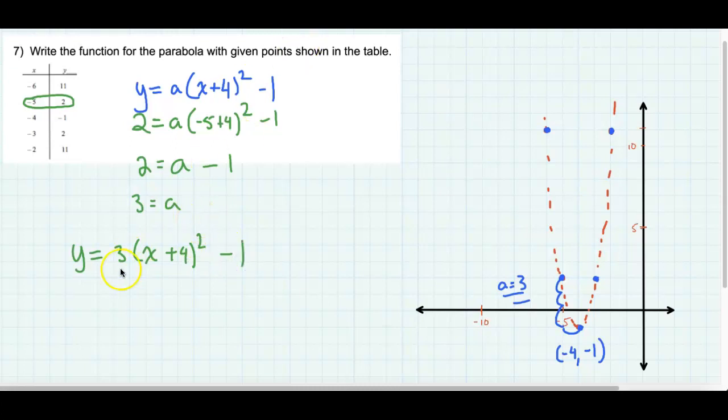And if you want to expand this and write it in standard form, you can. But all we're doing is, what is the function of the parabola? It doesn't specify what form we use. So let's leave it in vertex form for that.